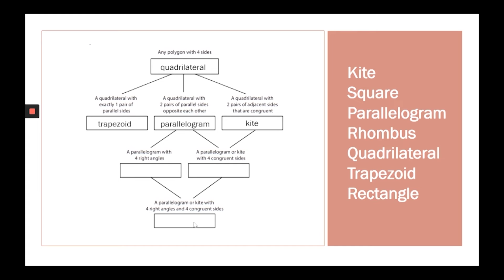Okay, how about a parallelogram with 4 right angles? That is a rectangle. Good. A parallelogram or kite with 4 congruent sides. All sides the same. That's a rhombus. Okay, finally, we have a parallelogram or kite with 4 right angles and 4 congruent sides. Of course, that's a square. Nice work.